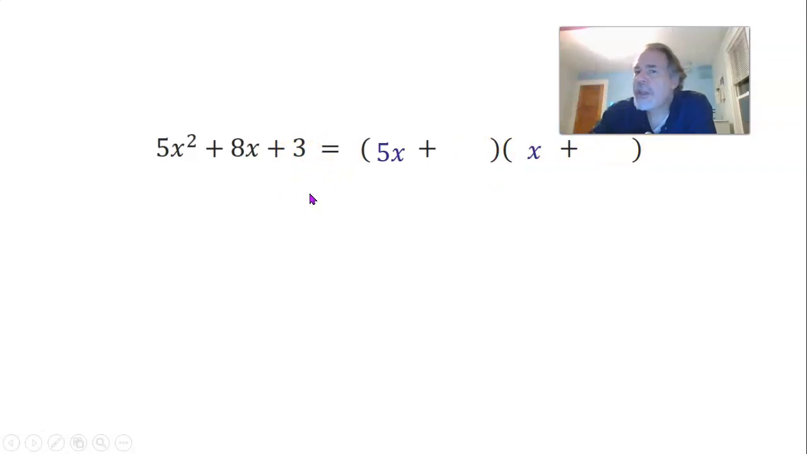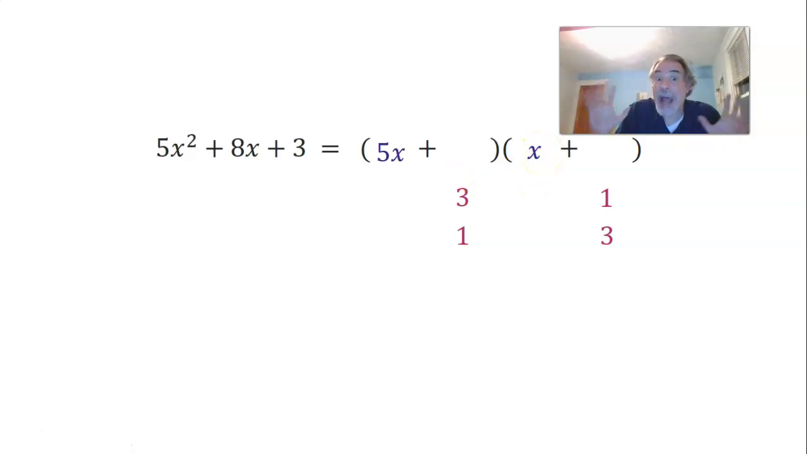What numbers can you think of that multiply up to 3? Well, the only thing I can think of is 3 times 1. But we do have to worry about which one goes where. Do we put a 3 here and a 1 here? Or do we put a 1 here and a 3 here? It does matter, because the one that we put on the outside is going to get multiplied by 5x, and the one that we put on the inside is going to get multiplied by just 1x, and then those have to add up to 8x.